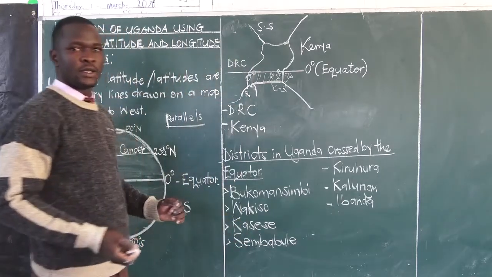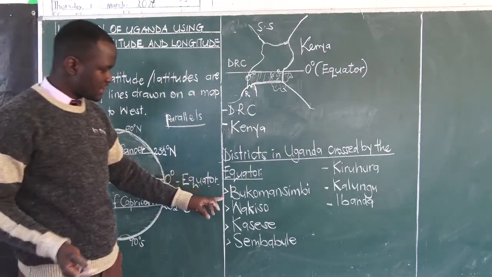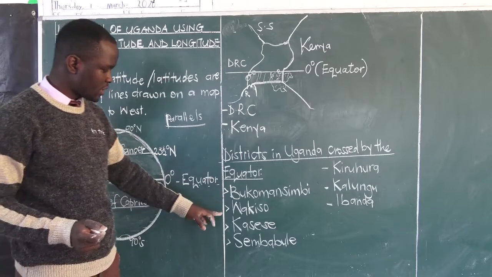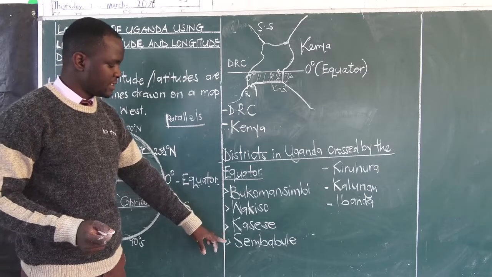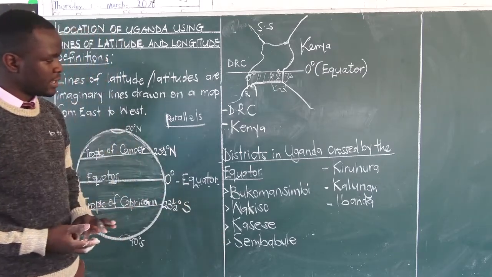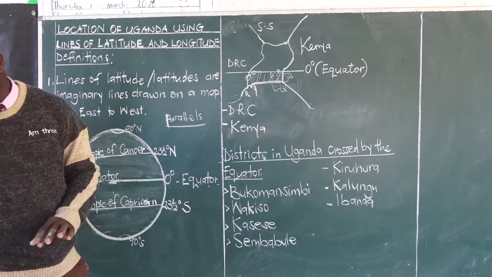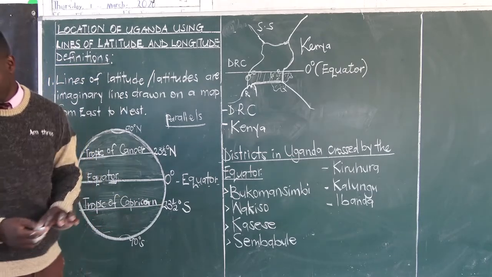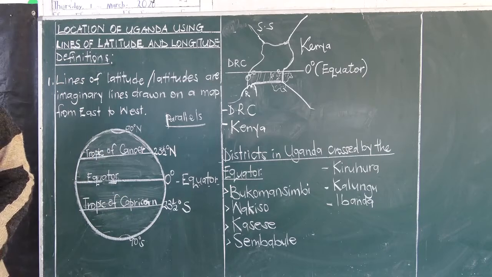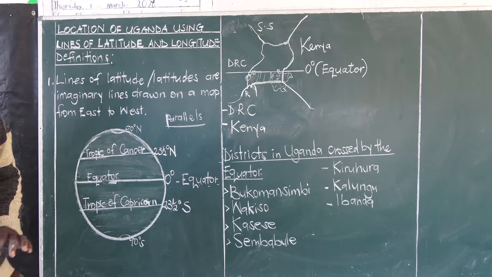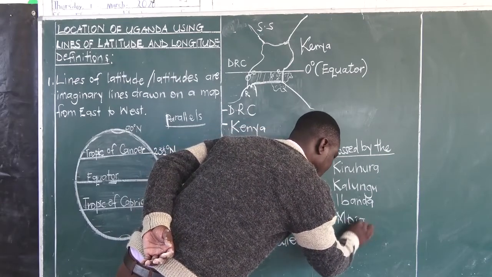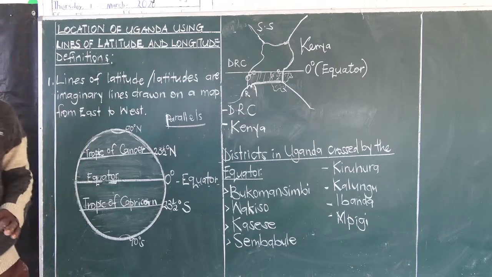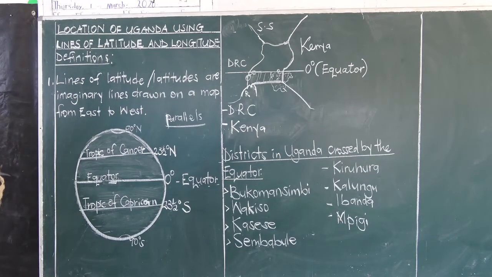We have districts like Bukomansimbi. We have got Wakiso. We have got Kasese. We have Sembabule, Chirukura, Kalungu, and then finally Ibanda. Those are the districts in Uganda crossed by the equator.